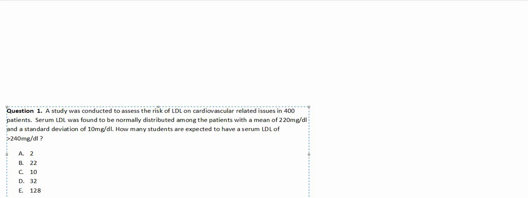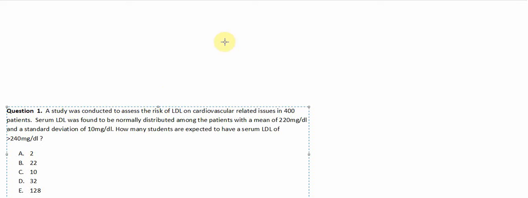So this is a question on the normal distribution curve. As you can see, they've already given us the mean, they have given us the standard deviation, and now they're asking us how many students are expected to have an LDL of greater than 240. So what do we do here? We draw our normal distribution curve.